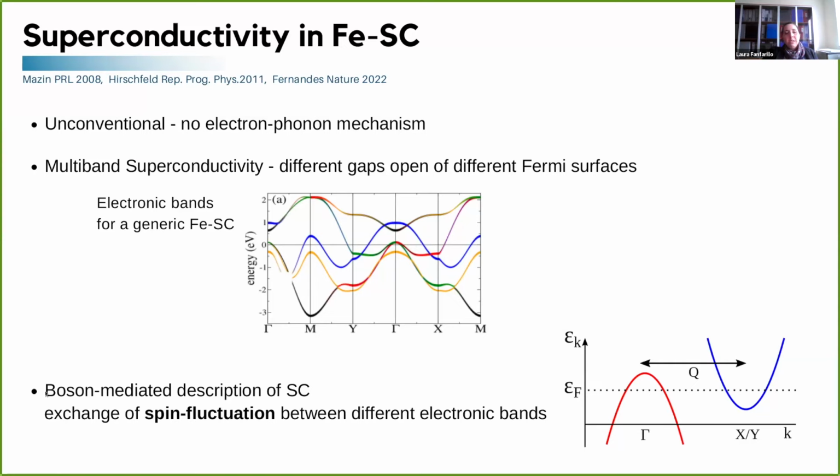And essentially, as I was saying, a pretty successful description of the superconducting phase is provided by a Fermi liquid instability. There is a nesting vector that connects the hole and the electron bands. And the exchange of spin fluctuations between these nested bands can justify the presence of a spin density wave and the emergence of superconductivity, because this could provide the mediator for the effective attraction that you need to pair your electrons. What about nematicity?